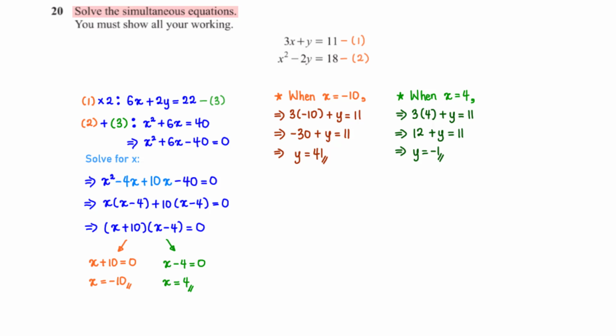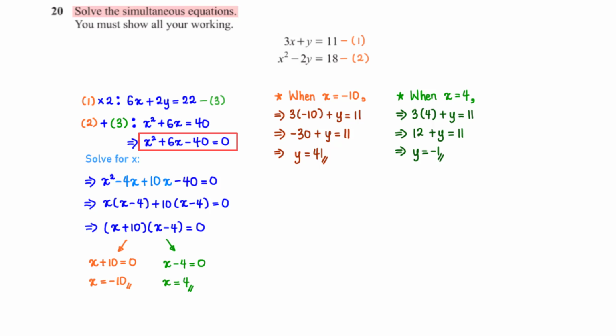Now that we have 2y in equation 3 and negative 2y in equation 2, we can eliminate y by adding equation 2 to equation 3. This gives us x squared plus 6x equals 40. When we move all the terms to one side of the equation, we have x squared plus 6x minus 40 equals 0. We can solve this equation by factorization.